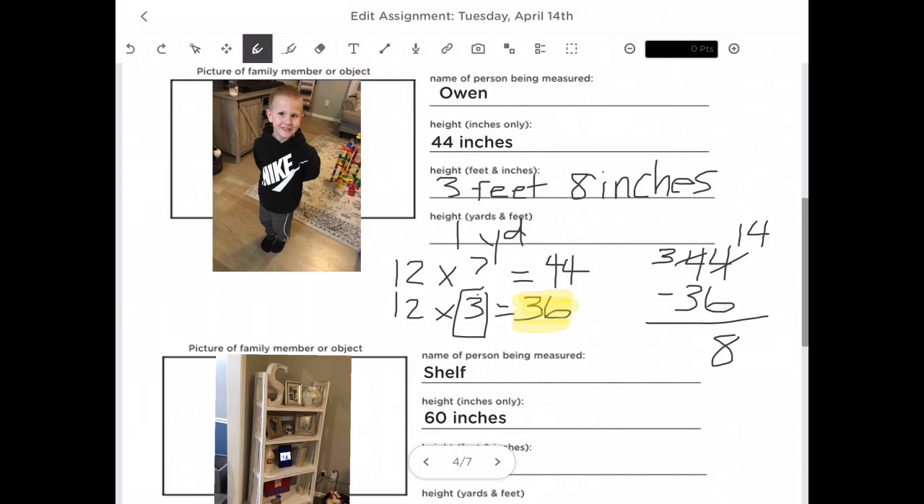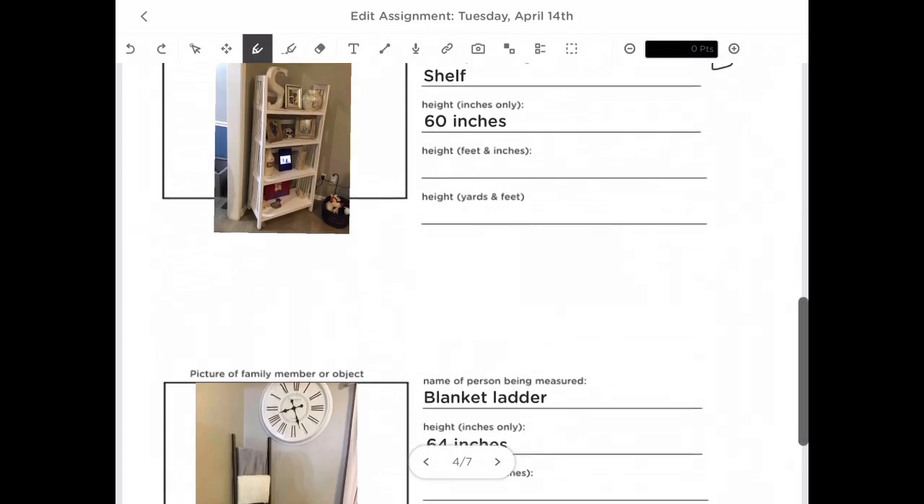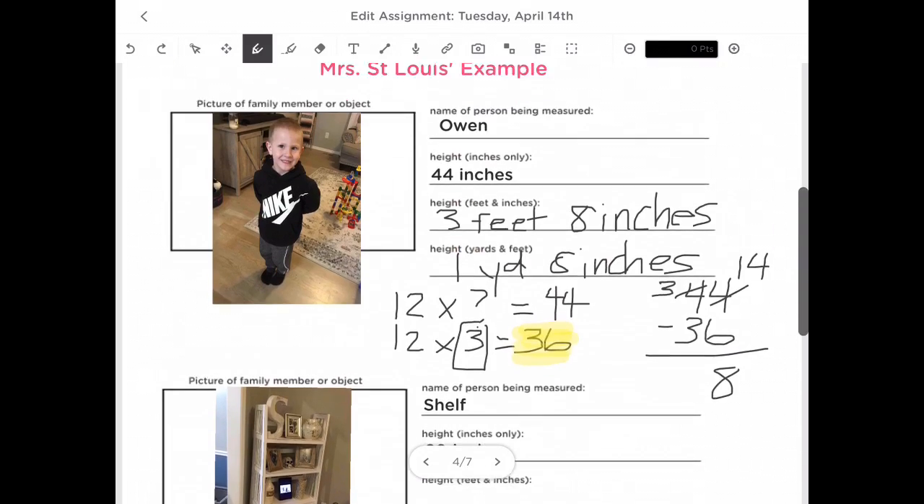So when I take that, I'm still going to write it as 1 yard and 8 inches because I don't have a full foot to write there. If I would have had 12 inches, then I could have had 1 yard and 1 foot. But because he's not quite that tall, we write it as 1 yard and 8 inches. Okay? So then you're going to do that same thing with the rest of your things.